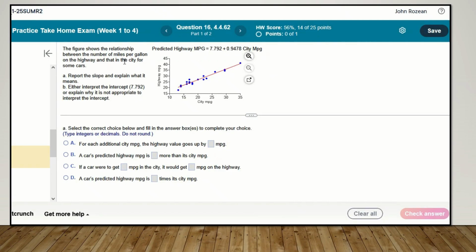Alright, so we're going on to question 16. As you can see, this figure shows the relationship between the number of miles per gallon on the highway and that in city. Just a comparison here. You're going to get more highway, right? Like we can see in observation, you're going to get more highway than you get city.